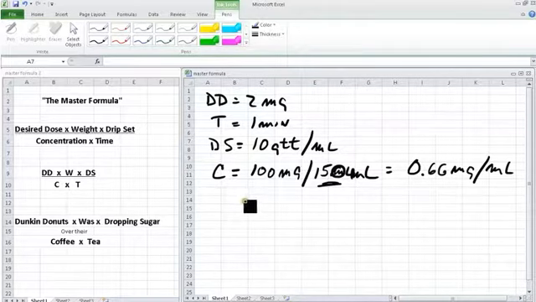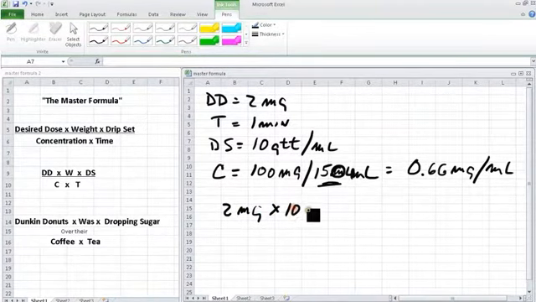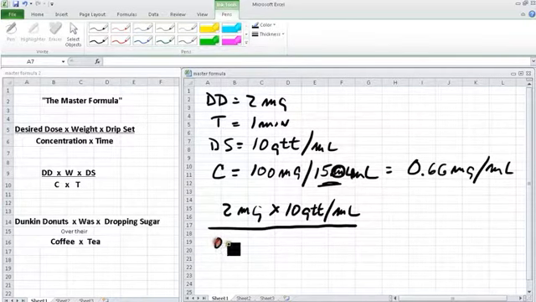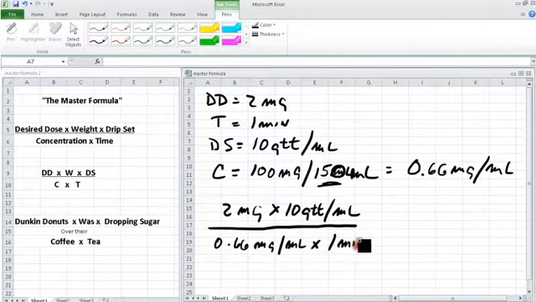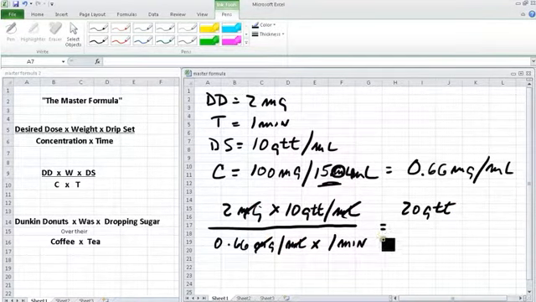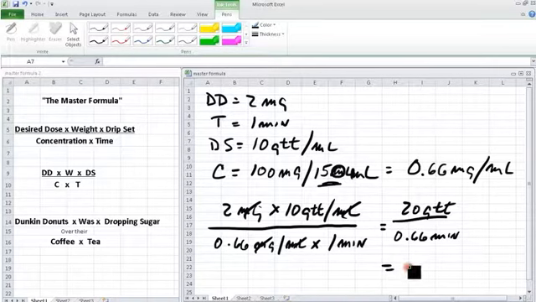So to put all this into the problem, we're mixing 2 milligrams times the 10 drops per milliliter drop set, and that's divided by the 0.66 milligram per ml concentration times 1 minute. All right. So this is 20 drops, right, these cross off, these cross off, divided by 0.66 minutes, which, if you do the division, works out to 30 drops per minute.